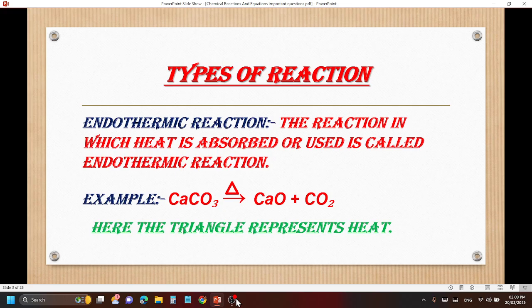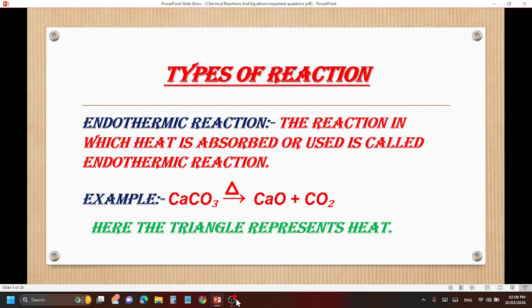Under that, the first topic is types of reaction and the subtopic is endothermic reaction. Basically, what is an endothermic reaction? It is a reaction in which heat is absorbed or used. Simply, a reaction in which heat is absorbed or used is called an endothermic reaction.